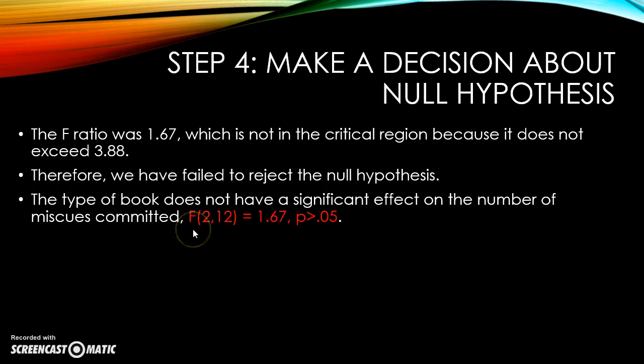And finally, the information highlighted in red would be how you would present or report the findings from this ANOVA. So F with degrees of freedom 2 and 12 equals 1.67, p greater than 0.05, since we failed to reject the null hypothesis. And that is how you do the ANOVA.